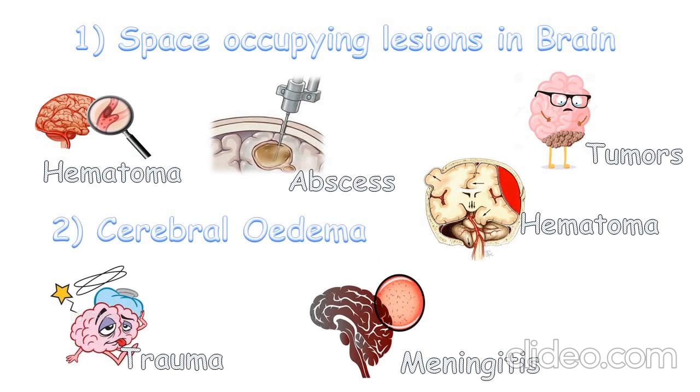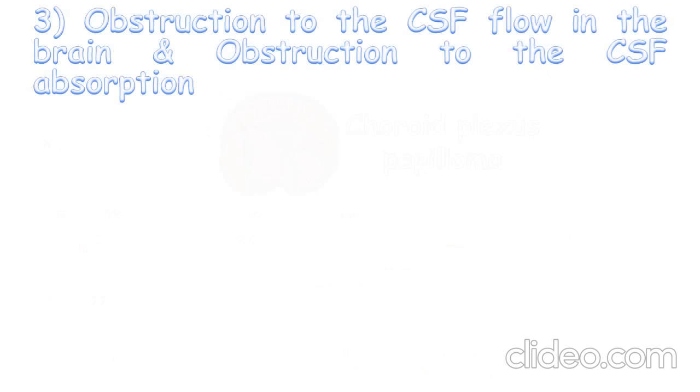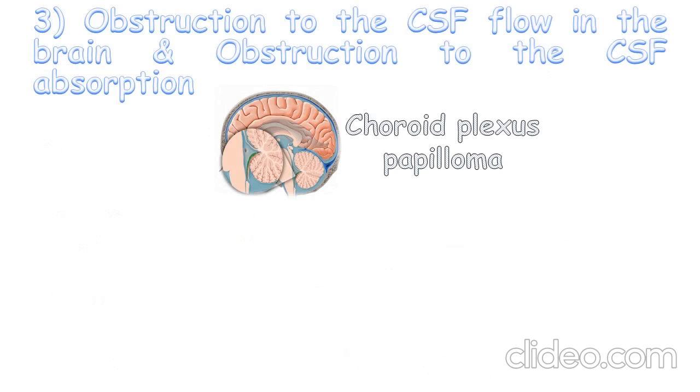Cerebral edema can occur due to traumatic brain injury, viral or inflammatory encephalitis, hypoxic ischemic encephalopathy, hepatic encephalopathy, stroke. Obstruction to the CSF flow occurs from a rare cancer called choroid plexus papilloma.